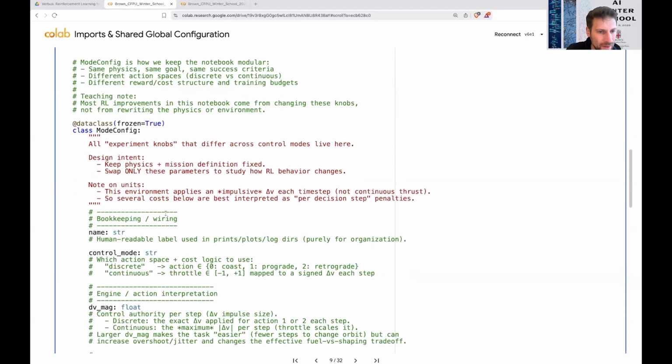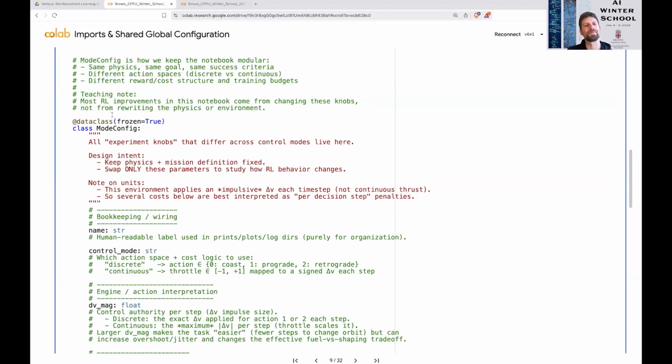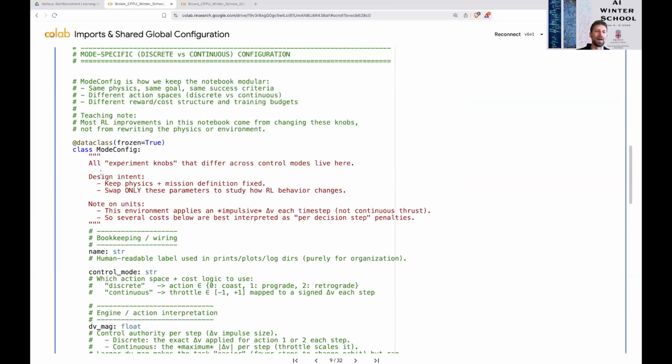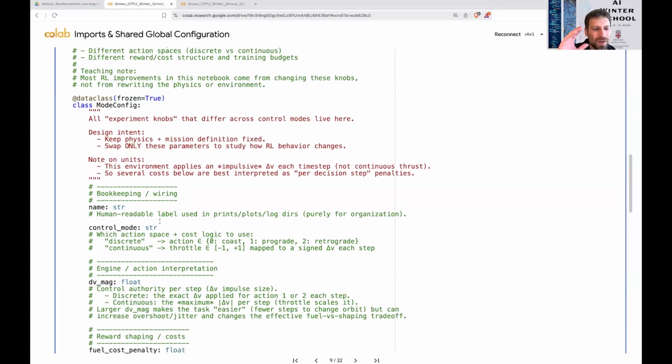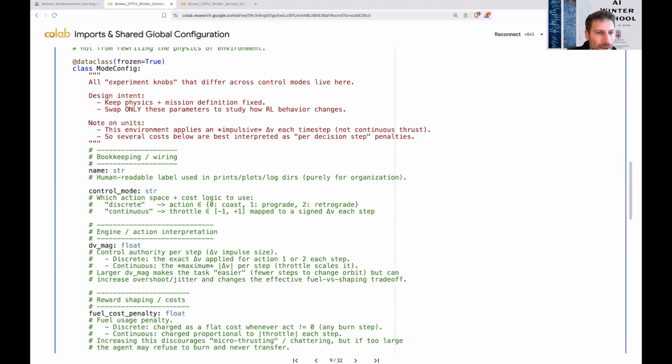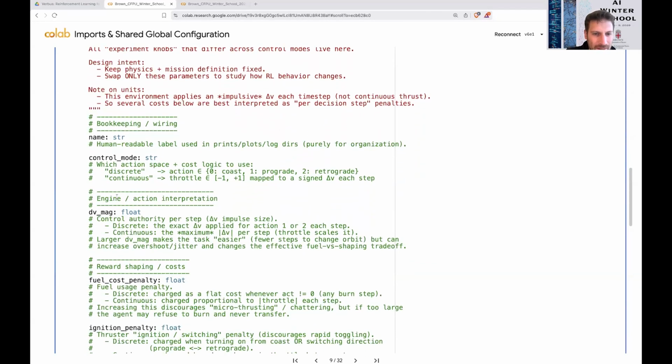Okay, so the next thing is I created this class to store all our configs. Basically, this is just a data structure that allows us to standardize all of the configuration, reuse that, and play around with different configs for our training and simulation. So let's just walk through these briefly. I think they're useful to understand.